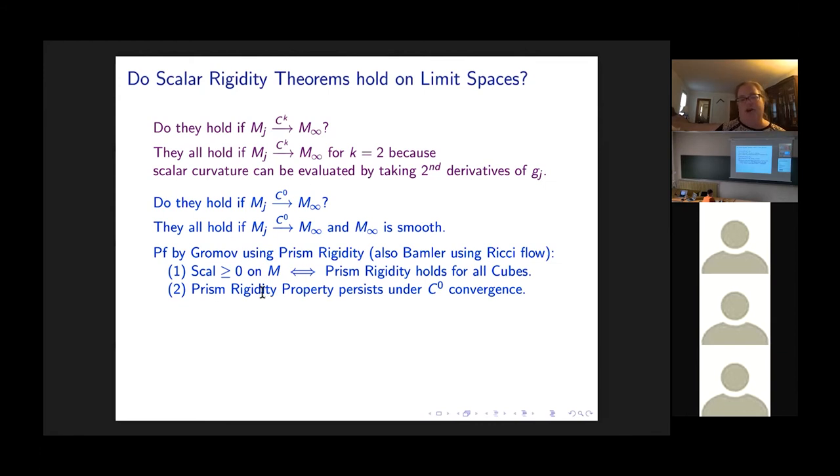And then you should have the property on the limit space, and you say, well, if the limit space happens to be smooth, you can use the first step again to get scalar greater than 0. If the limit space is not smooth, you can use this property to define non-negative scalar curvature. So you say that's generalized scalar curvature.